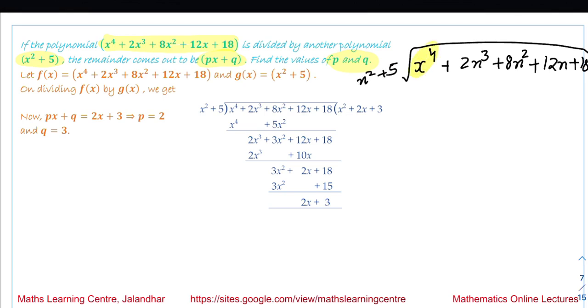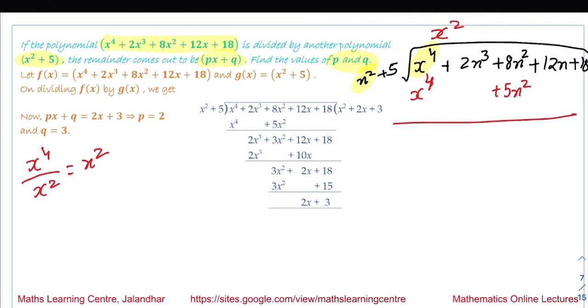So the first term over here is x raised to the power 4, and this is x square. So x raised to the power 4 over x square is equal to x square. So it is x square over here, you multiply it, it is x raised to the power 4, and the next term we have is plus 5x square. When we subtract these terms, these two get cancelled. 2x cube is there, then it is plus 3x square plus 12x plus 18. Now the degree of this is 3, this is 2, so we have to perform the next step.